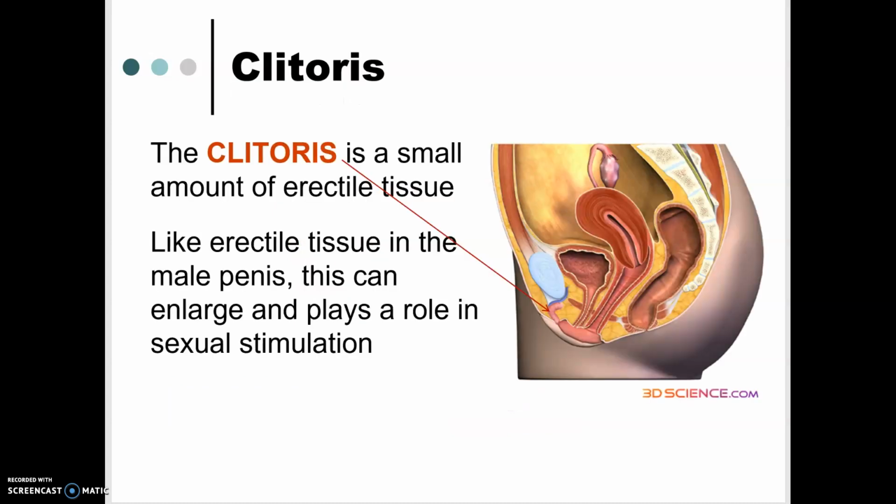One more structure that's located close to that area is called the clitoris, and the clitoris is a small amount of erectile tissue, so it's similar physiologically to the penis. It can become erect, so it'll fill with blood and enlarge, and it has a role to play during intercourse and during sexual stimulation.